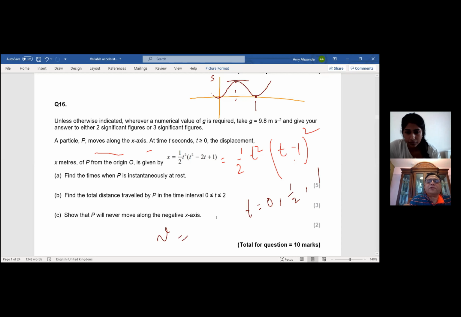So this point is half for you, and this is also a turning point. We can already see 0 is also an answer, 1 is also an answer. So you got half. That's genuine, right? So you got these three turning points. So that is correct. Find the total distance traveled by P in the time interval 0 to 2.